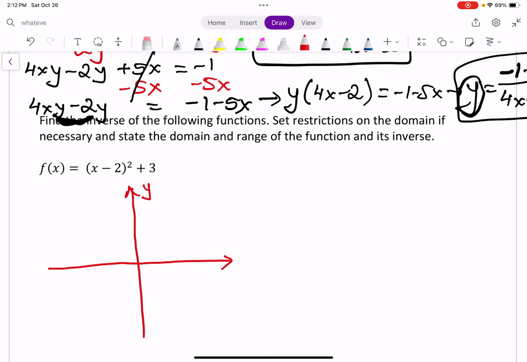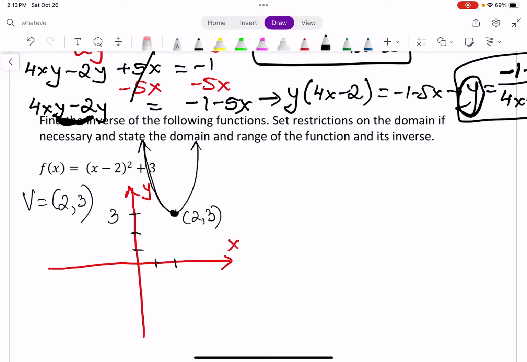And we've already practiced on graphing quadratic functions. This quadratic went 2 units to the right and 3 units up. Therefore, the vertex is at 2, 3. So 2 to the right, 3 up.